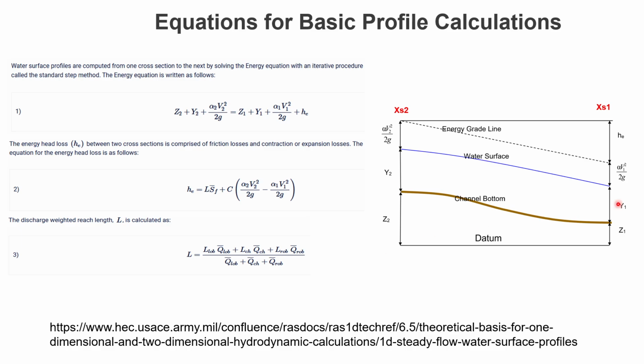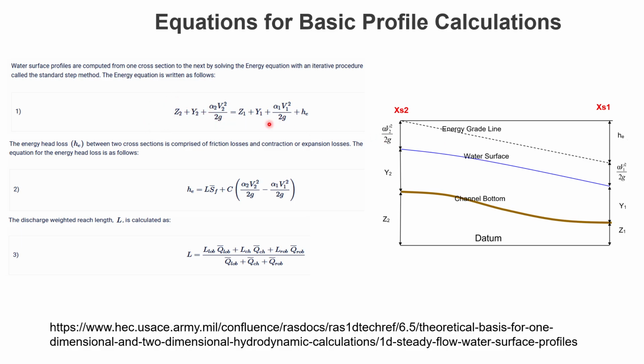Now these are the equations that govern the HEC-RAS 1D model, or we can call it the steady flow model. So basically, the equations take care of some parameters, and the first parameter is the water surface elevation. The water surface elevations are computed from one cross section to the next by solving the energy equation. So we use basically the iterative equation called the standard step method, the SSM. The standard step method basically computes the water surface profile from one cross section to the other cross section while accounting for loss, and that is what we see here.